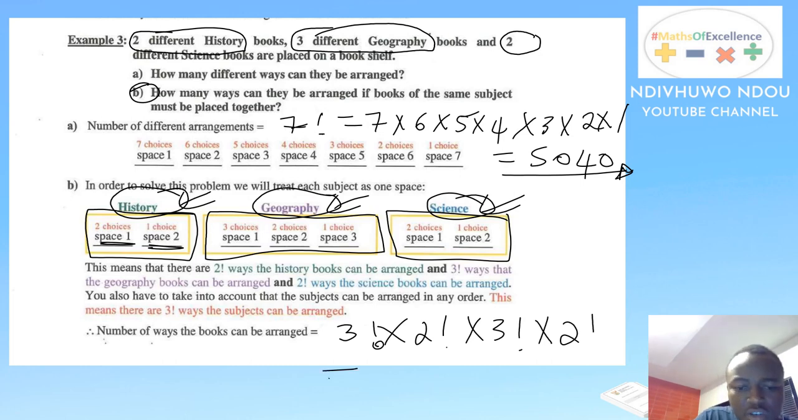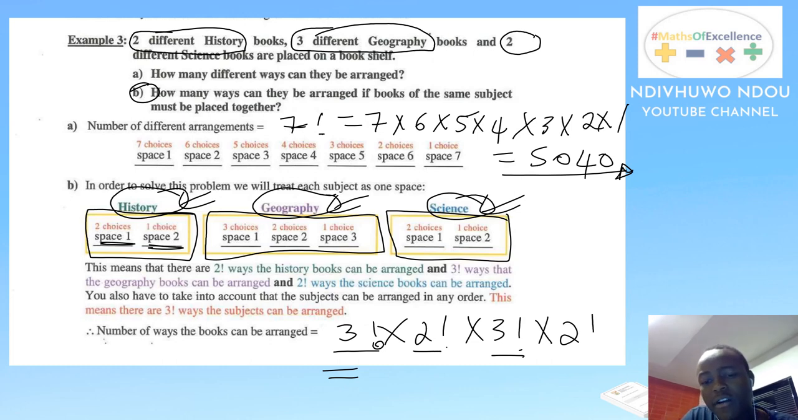So this is the total number of arrangements that can be made. Let me just repeat it. If they are saying things are seated together, you take them as one item and you count how many items are there to arrange. That's the 3 factorial we got there. Then you also have to go inside and you calculate how many different arrangements can be made. The history books can be placed in this way, or they can be placed the other way around. Hence we are saying 2 factorial, then geography books 3 factorial, then 2 factorial for the other book. So we're simply going to multiply those things, then we get the total answer.